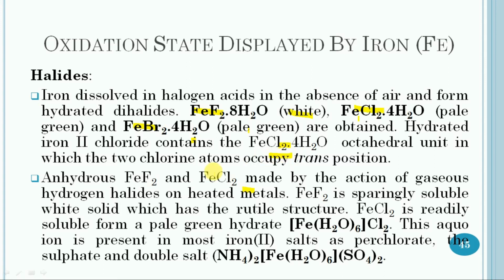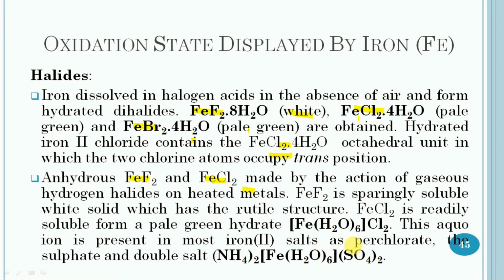the trans positions. Anhydrous iron fluoride and iron chloride are made by the action of gaseous hydrogen halide on heated metal, as heating the element gives iron trifluoride and iron trichloride. Iron difluoride is a sparingly soluble white solid which has the rutile structure.